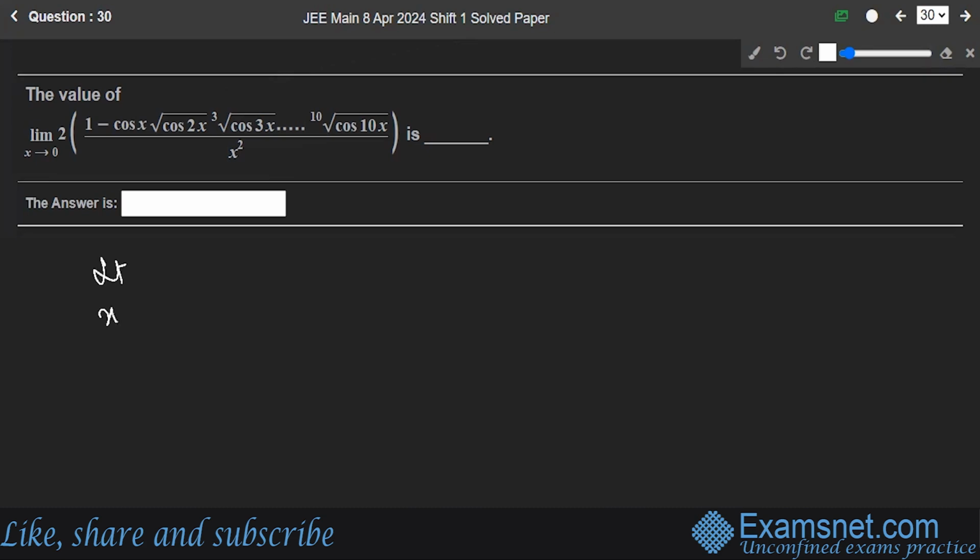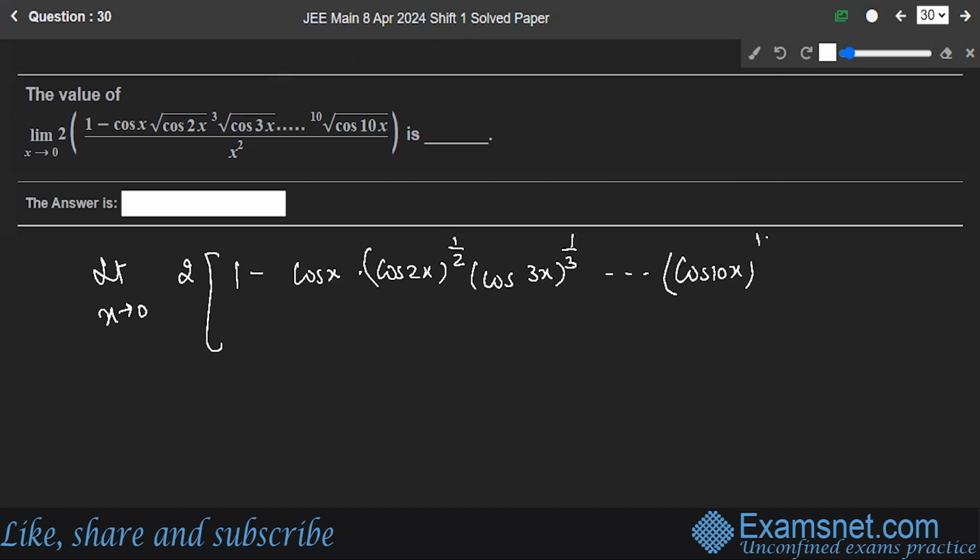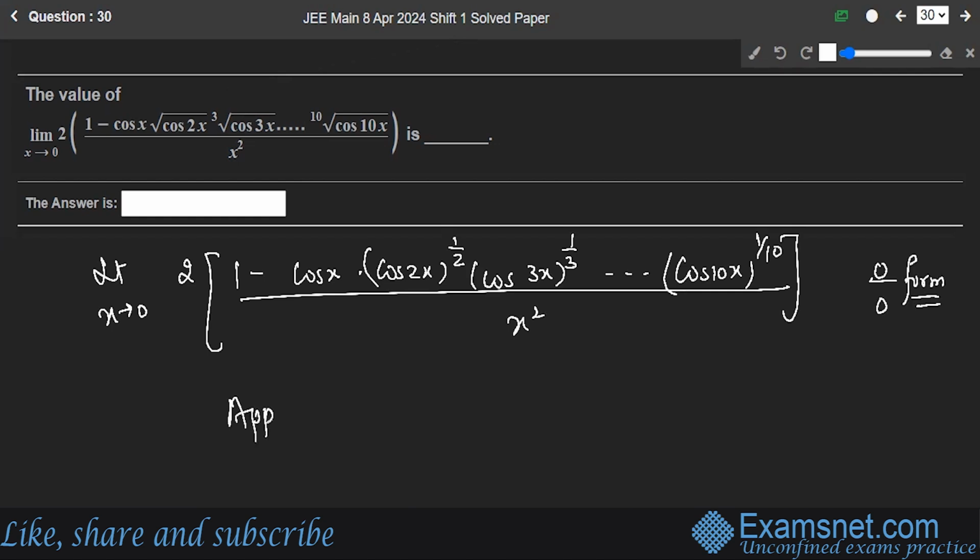This is the limit as x approaches 0 of 2 times 1 minus cos x into cos 2x power 1 by 2, cos 3x power 1 by 3, and so on, up to cos 10x power 1 by 10, whole thing divided by x squared. See, this is 0 upon 0 form. So, you know what we have to do? I'll apply L'Hospital's rule.